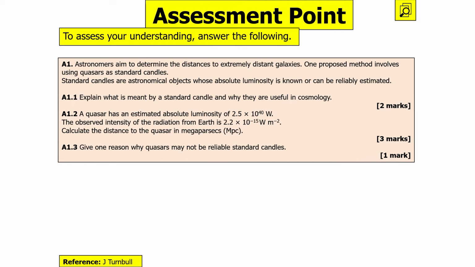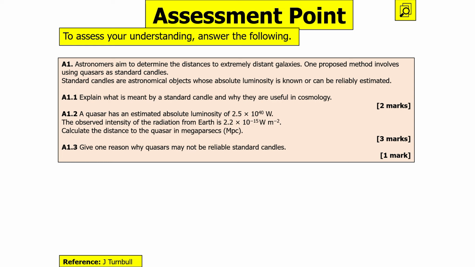Astronomers aim to determine the distances to extremely distant galaxies. One proposed method involves using quasars as standard candles. Standard candles are astronomical objects whose absolute luminosity is known or can be reliably estimated. Explain what is meant by a standard candle and why they are useful in cosmology.